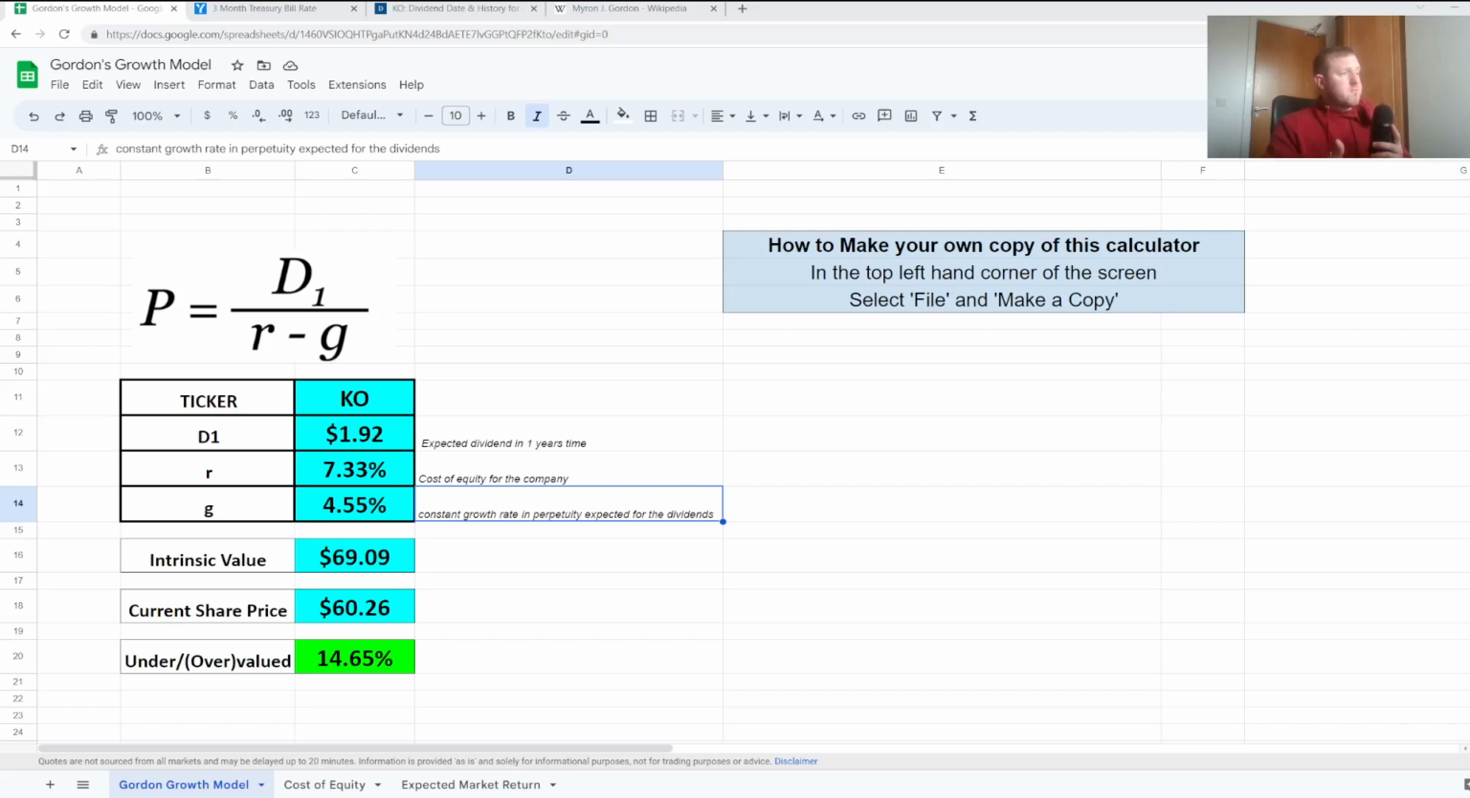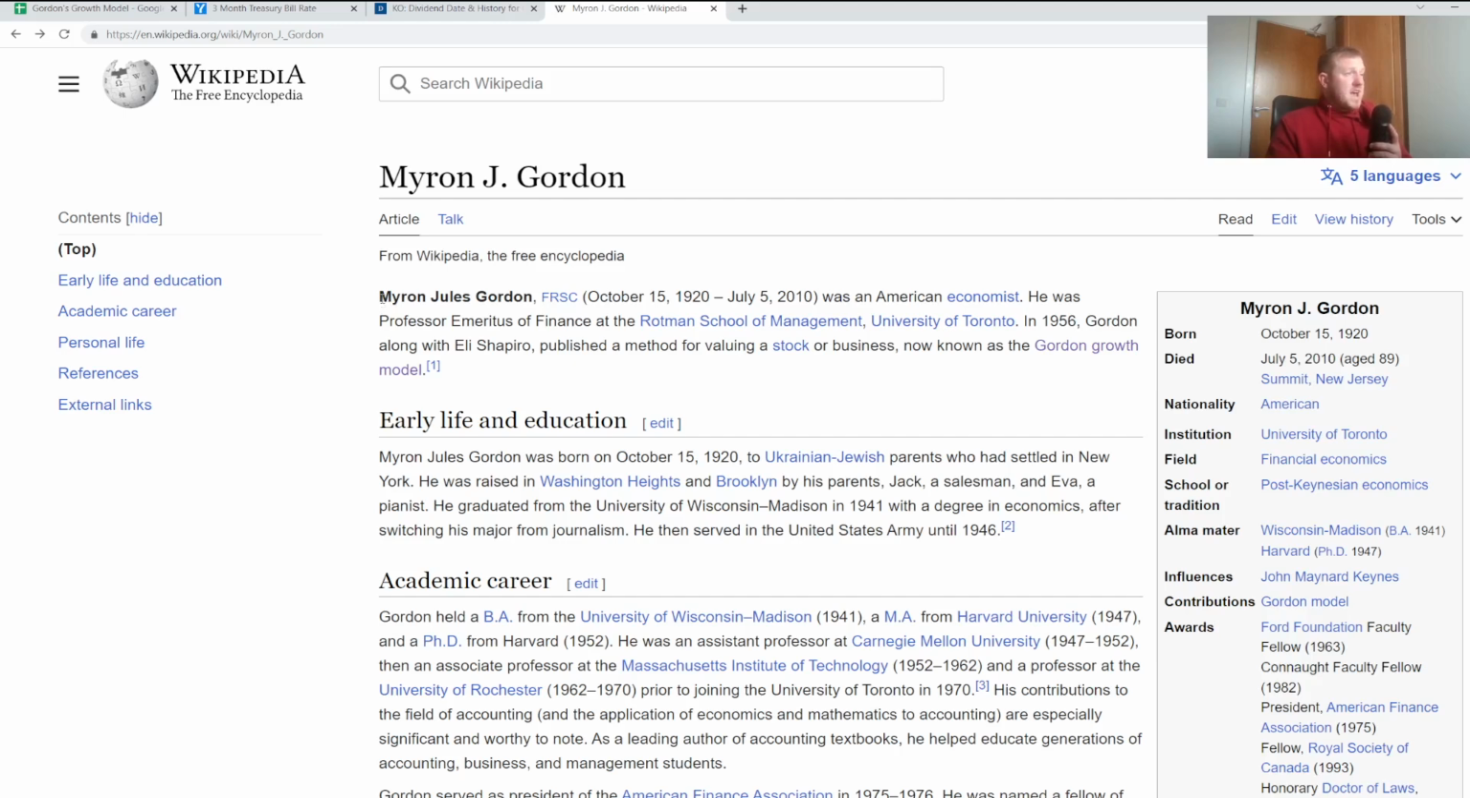We've covered many different valuation models that are used to work out the intrinsic value of a stock on this channel recently, and in today's video we're going to cover another one, and that is Gordon's growth model. It is also commonly known as the dividend discount model. This method of valuing a stock has been around for a long time. It was first published in 1956 by Myron J.